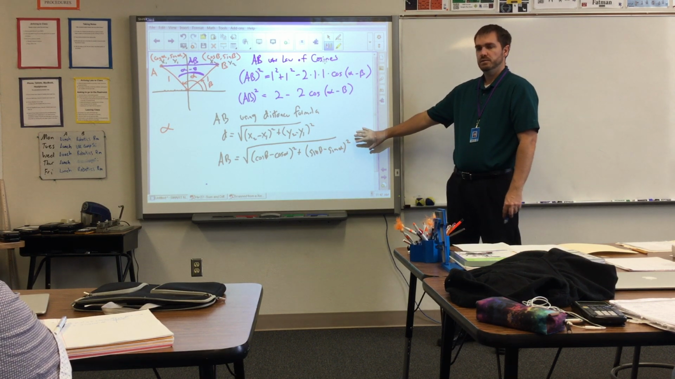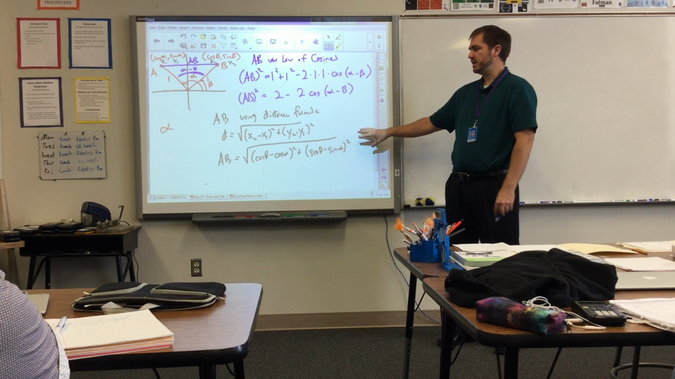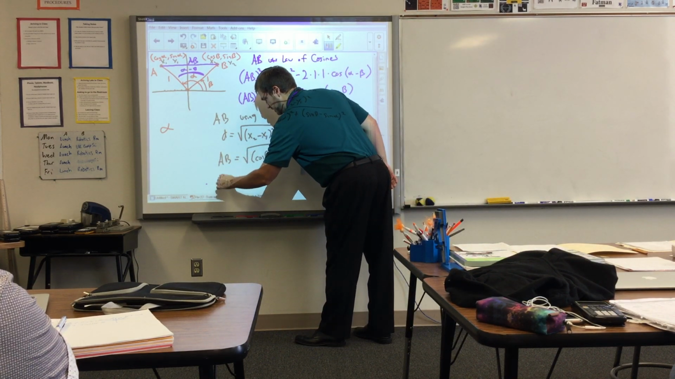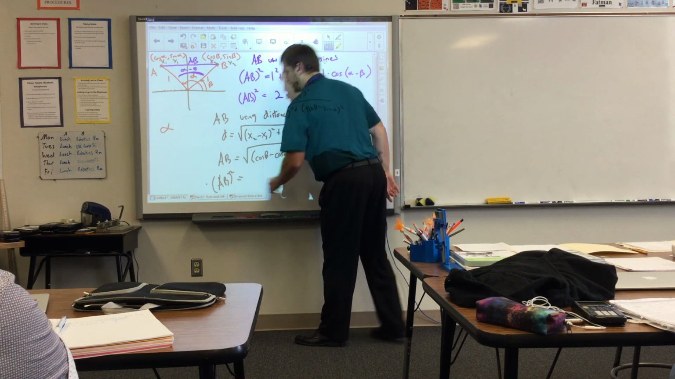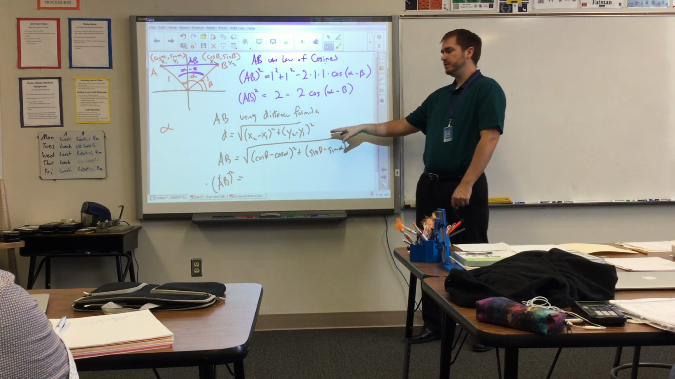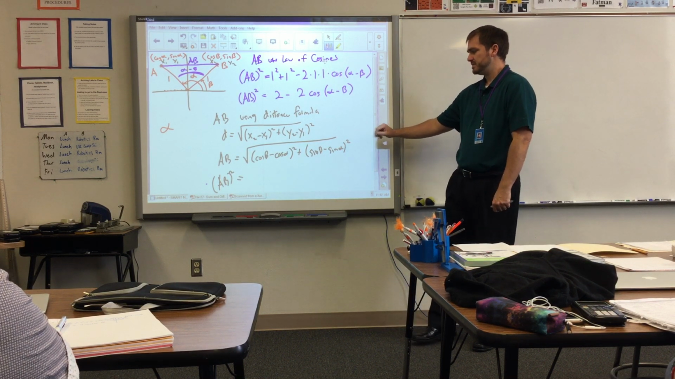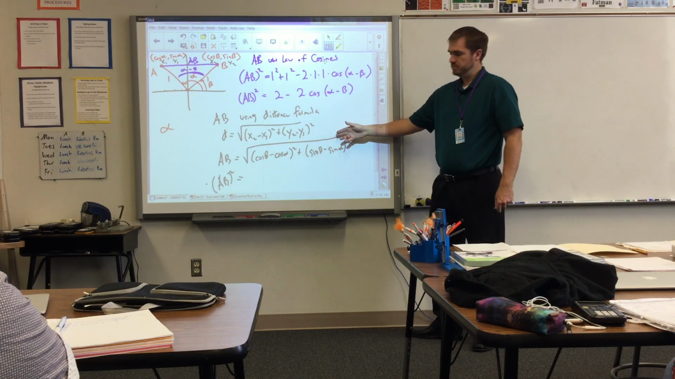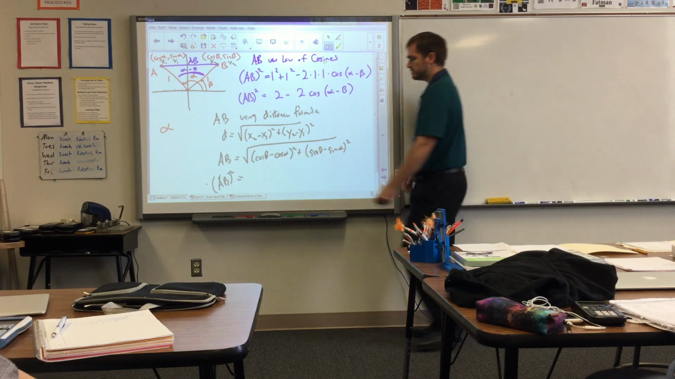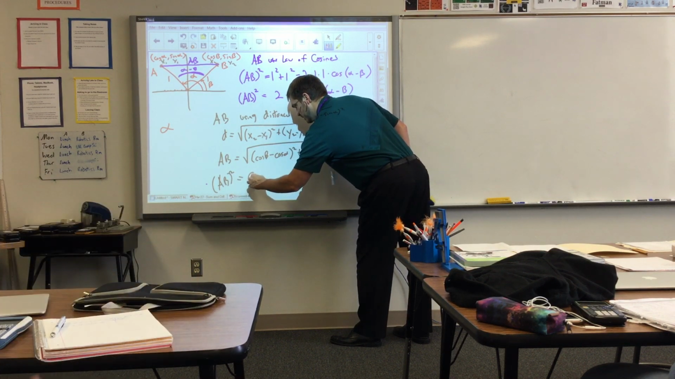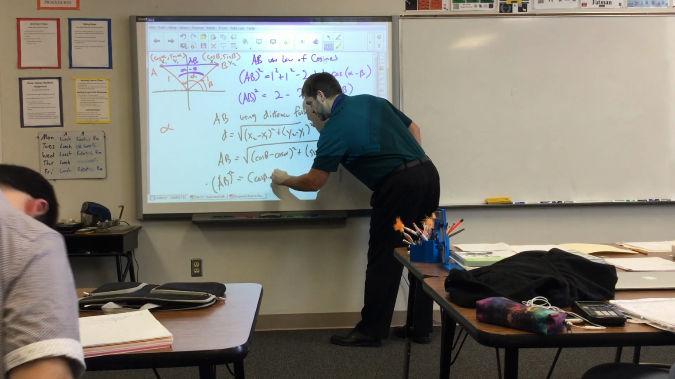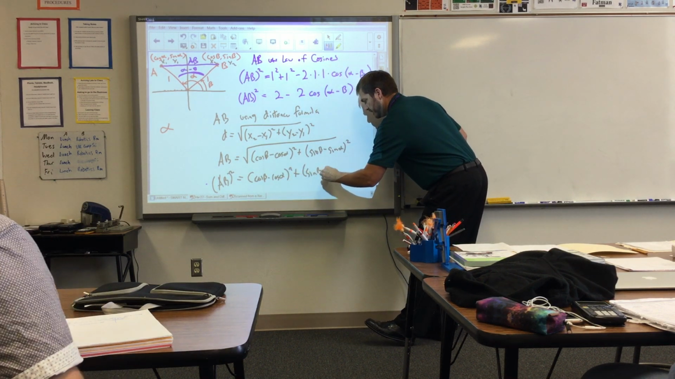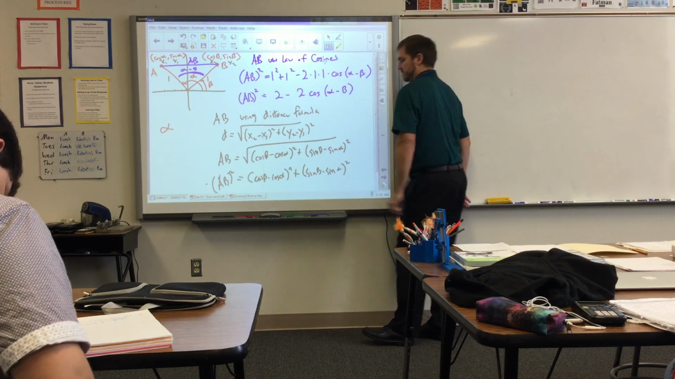All right. Now I'm going to square both sides. So I'm going to multiply the left side by itself. AB times AB is AB squared. And the square root of cosine beta minus cosine alpha squared plus sine beta minus sine alpha squared, times itself. What's on the inside? The square root goes away. So I've got cosine beta minus cosine alpha squared plus sine beta minus sine alpha squared.